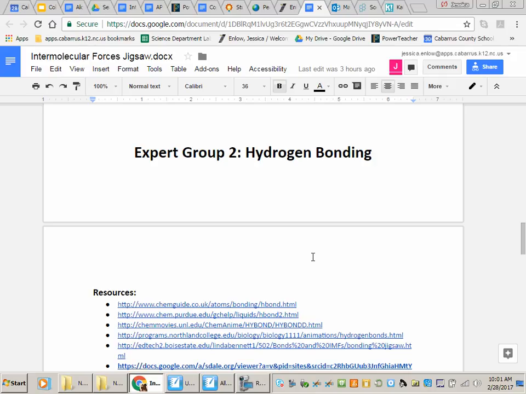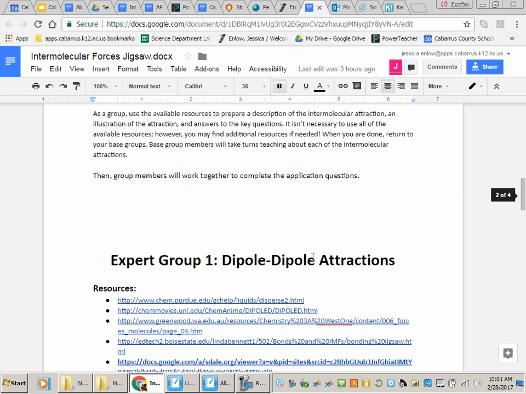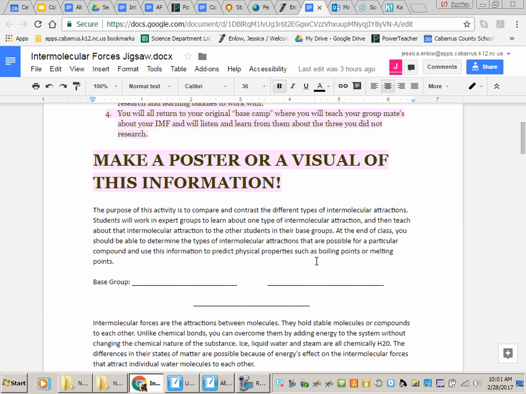And at the end, we'll come back into groups of 3. I'll pull one person from dipole-dipole, one from hydrogen bonding, and one from London. And you guys will share what you learned. So it's not a group activity at the end. It's going to be an independent activity at the end because you'll be experts in your field. Okay? So I'm recommending some sort of poster to go along with this because you're going to want to show visuals. So go ahead and read some of that.